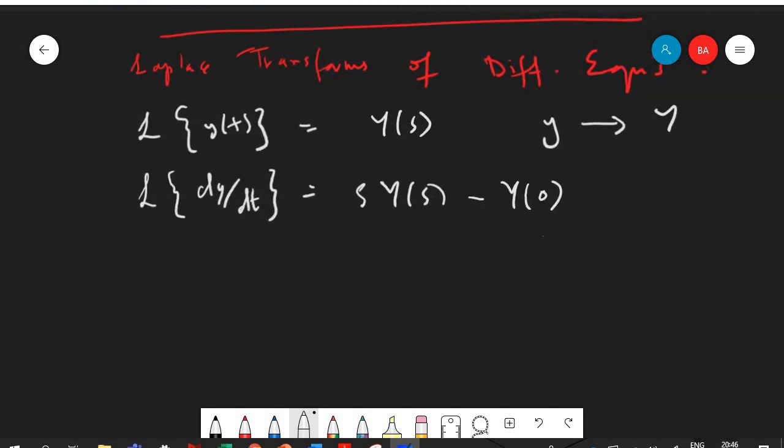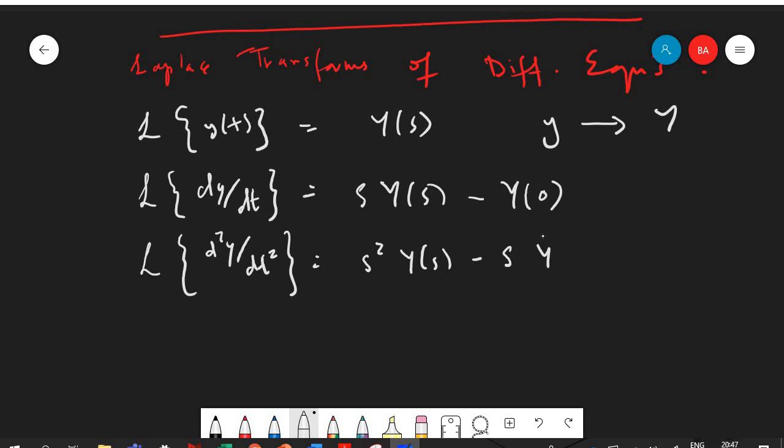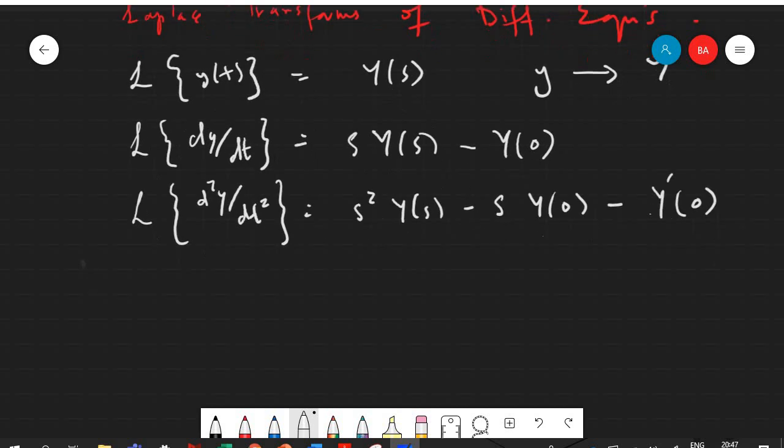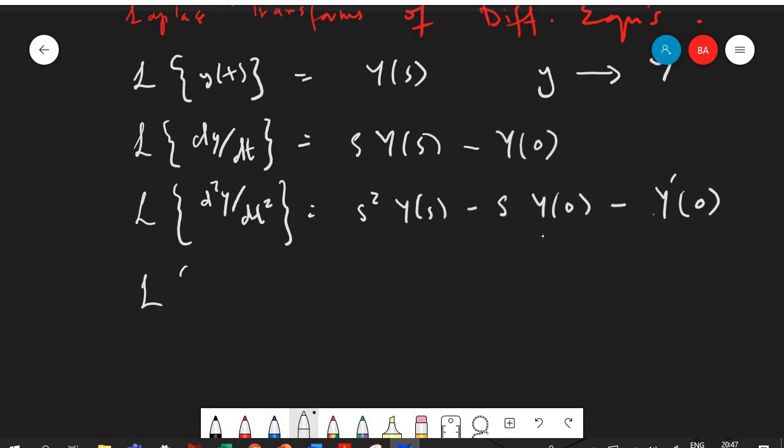Let's go one step forward and see the Laplace for the second derivative. It will be s squared y of s minus s y of 0 minus y prime of 0 without the s. So you can see the s to the power 0, then s to the power 1, and then s to the power 2.